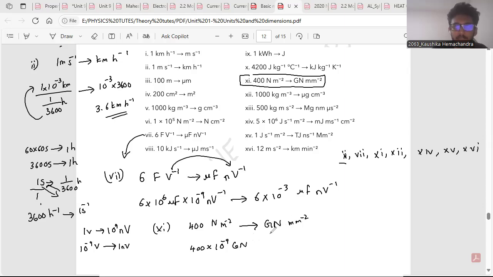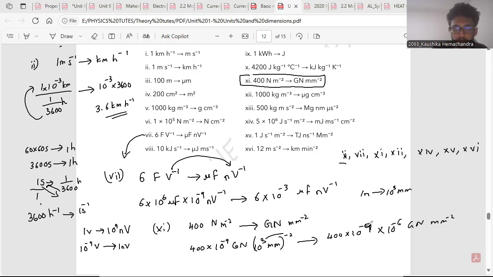Per meter square to millimeter square. Now, 1 meter is 10 to the power 3 millimeters, 10 to the power 3 millimeters, 10 to the power 3 millimeters, and that to the power minus 2. So you get 400 into 10 to the power minus 9 into, here it's 10 to the power minus 6 giganewtons per millimeter square. So, sorry, here should be minus 9. So minus 6 and minus 9.